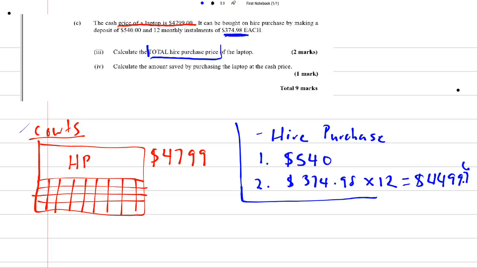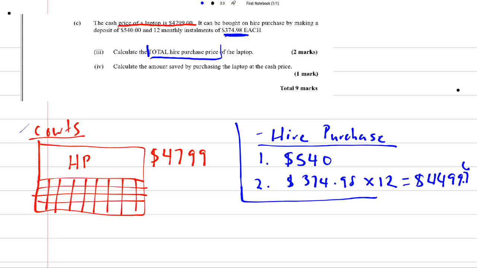All right, for the laptop, total hire purchase price. You know, it cannot be the cash price of $4,799, because we say hire purchase over here. So basically I'm asking you how much money you pay in all under hire purchase to get the laptop.